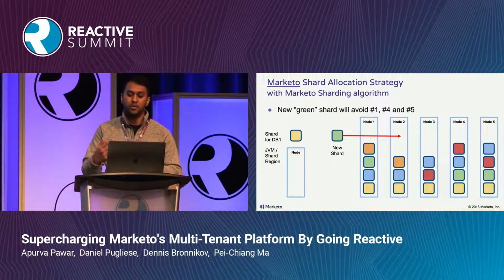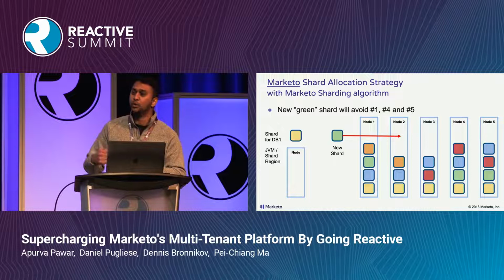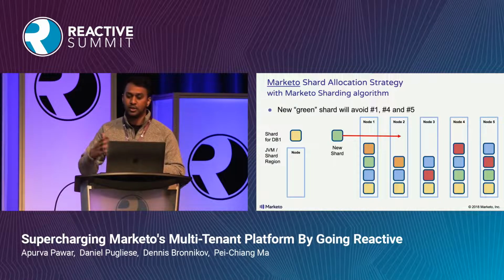So now we have an incoming green shard. This one will avoid node 1, 4, and 5 because they already have green shards. And the incoming shard has an option between node 2 or node 3. Let's say it goes to node 2. And once it goes to node 2, all the green shards are still spread out well.